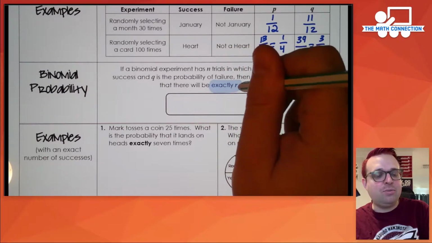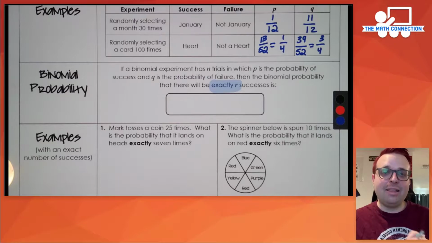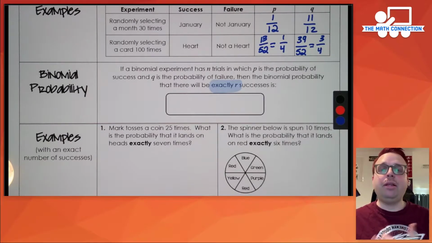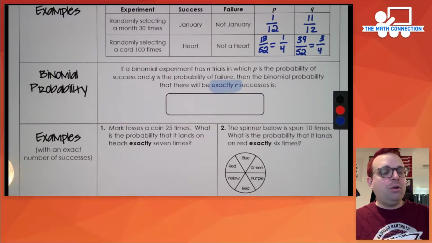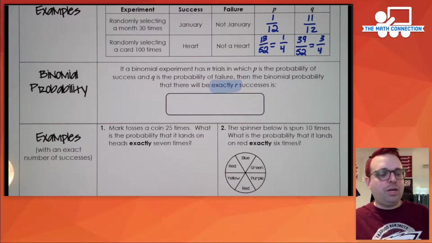Okay, so this is a key term here, that it's exactly R successes, because we can do this two ways. We can do this where it's exactly that many successes, or we can do a cumulative probability, which would give you at least that many successes. So we will get to those later. Right now, we're just working with the exact ones.